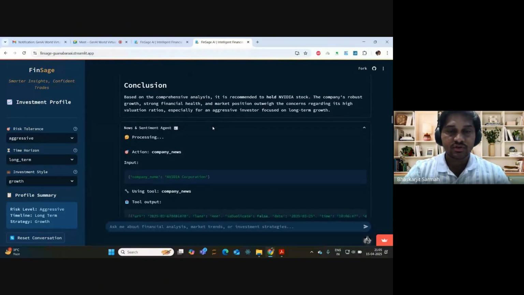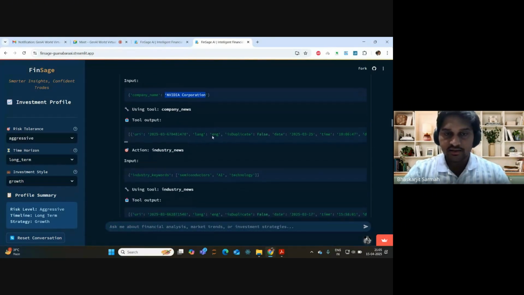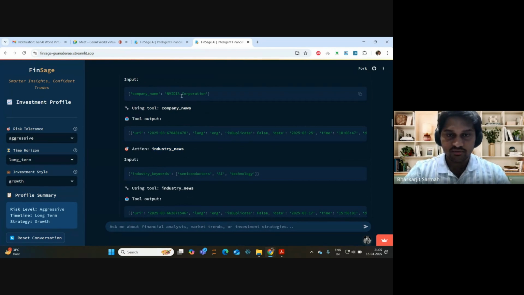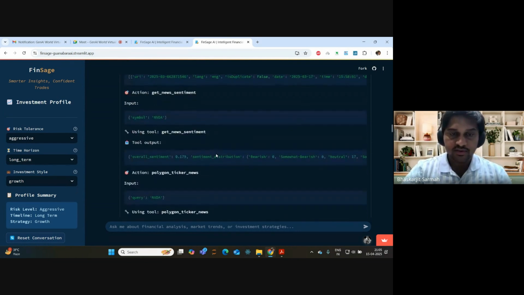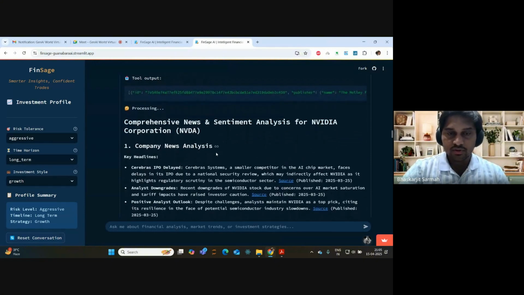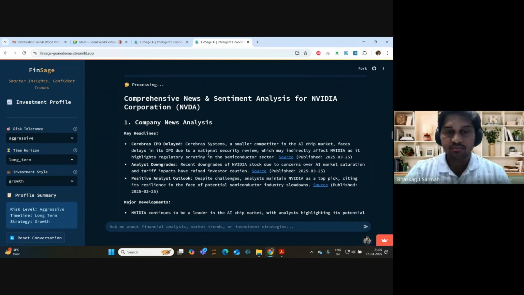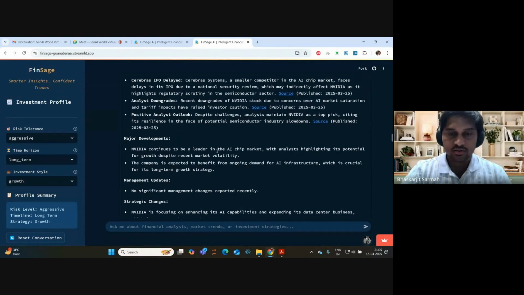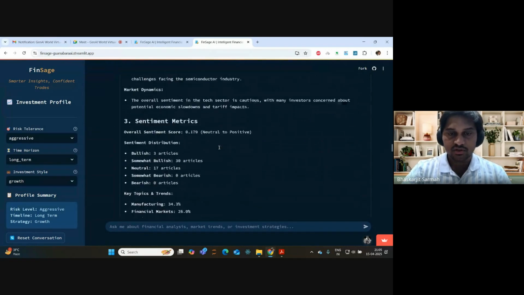Now the next agent which got fired up is the news and sentiment agent. Here it is fetching company news about Nvidia, and then it is also fetching industry news. That means Nvidia belongs to the semiconductor industry, AI, and technology industry, so it is fetching the industry news as well. Right now, we're fetching all the real-time news, which makes up to 50 news articles so far. And it will go through all of those recent 50 news articles.